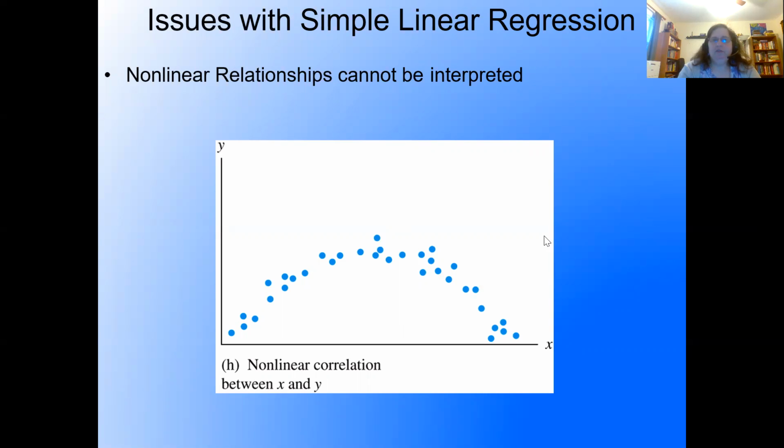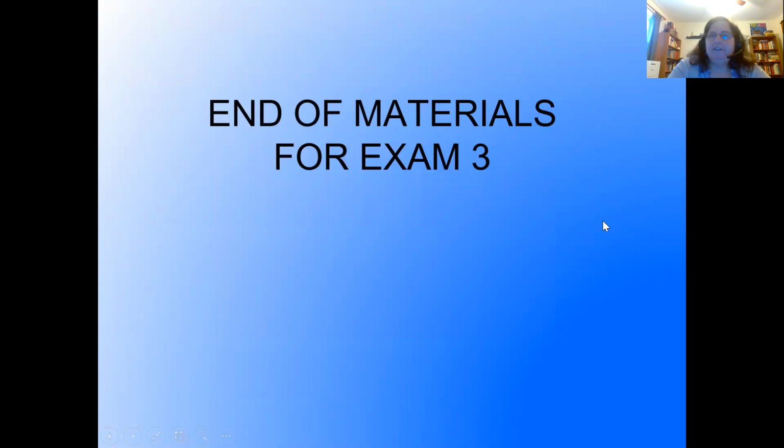But for now, that's the end of materials for exam 3. So we'll start fresh with part 2 of linear regression next time, and then we'll go on to chi-square. Those will be the last couple of topics we talk about in this class.